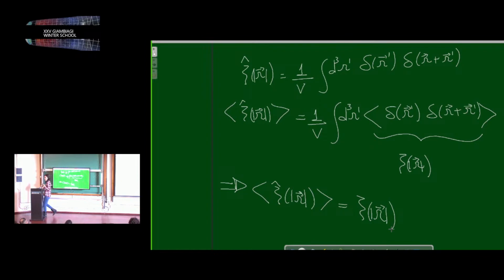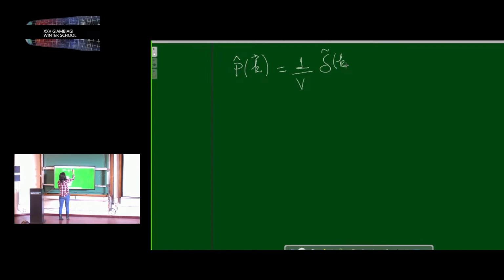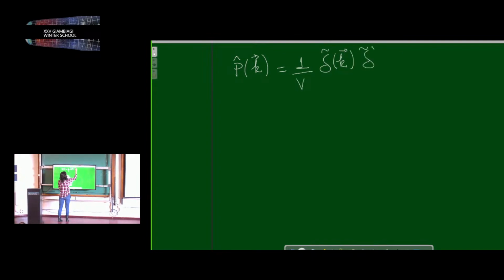You can do the same for the power spectrum. You can define an estimator for the power spectrum as 1 over V, delta, the Fourier transform of k, and the Fourier transform conjugated of k prime.